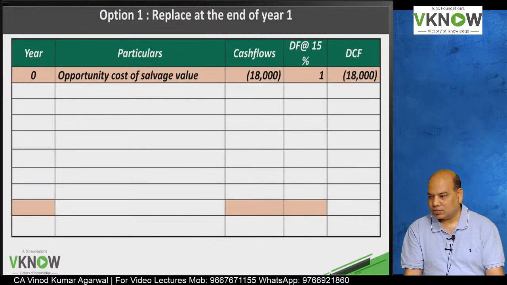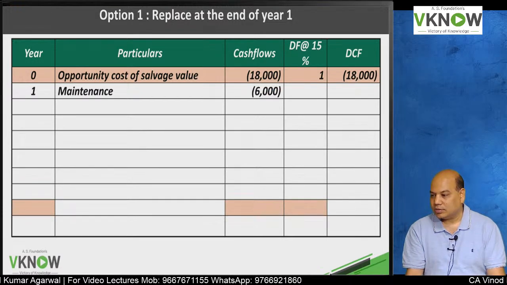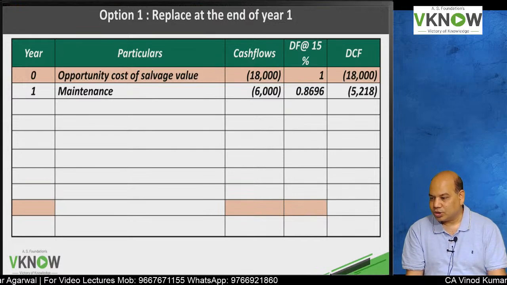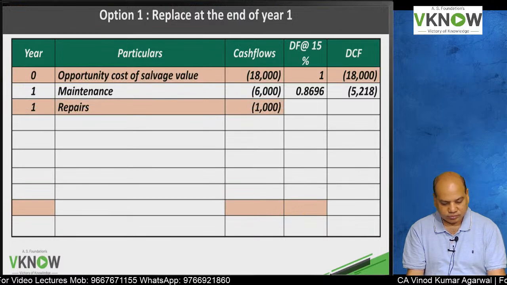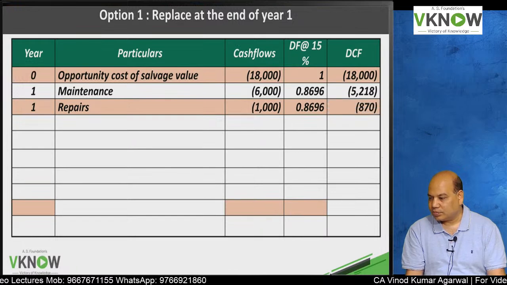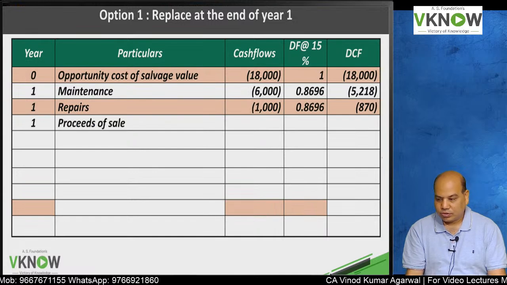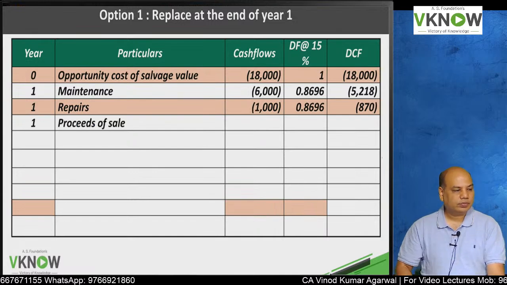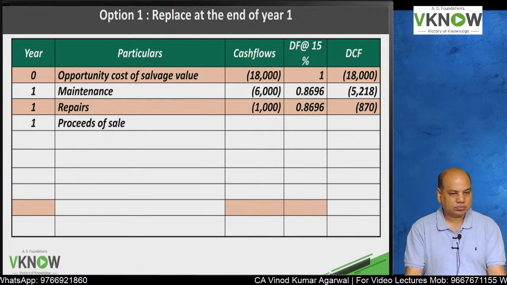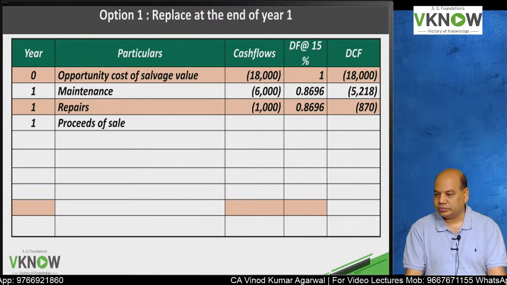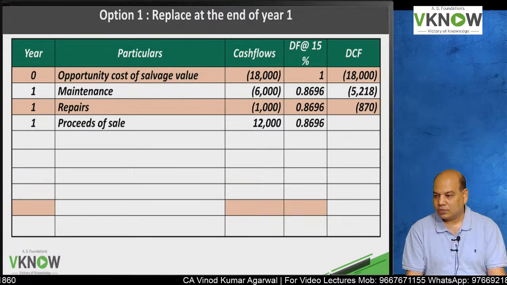Present value 18,000. Year 1 you are going to use it. Maintenance you will incur, present value already computed 5,218. Repair cost you will incur, present value already computed 870. And now you are going to scrap it. How much is the scrap value? 12,000. Same factor. Solve please.